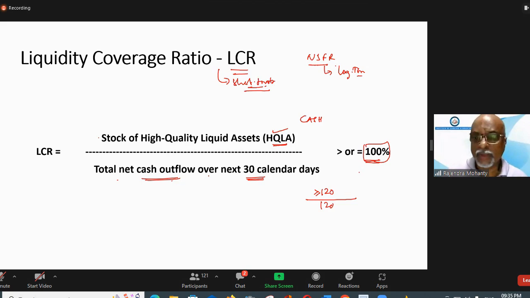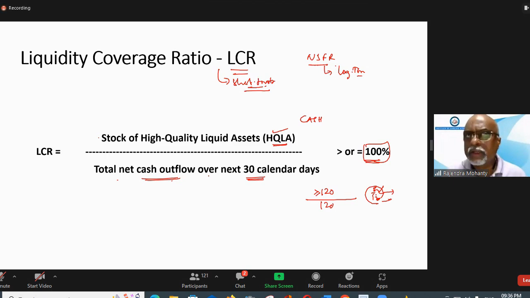Otherwise, what will happen? If you are not maintaining, suppose this is 80 and 120, that means in a 1 month period you have a crisis. If you have a crisis, then definitely you have to go to the market to borrow. To borrow means it is a costly affair. So your profit is going to come down. So there might be a loss due to that.